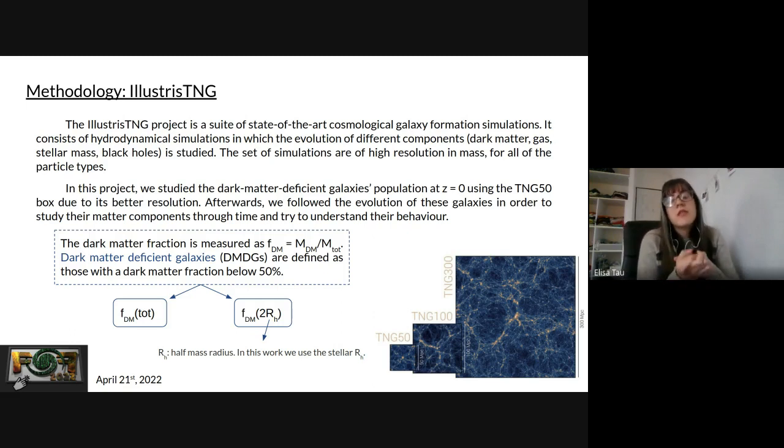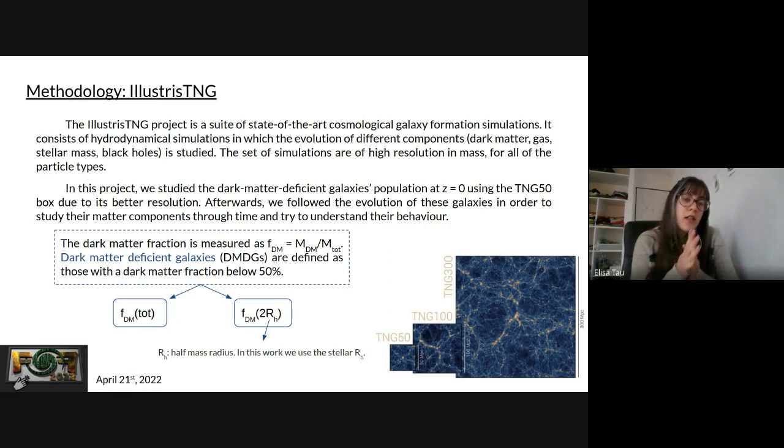So we used the TNG 50 in this work because it's the one that has the better resolution. And we decided to study some basic characteristics of the dark matter-deficient galaxies at redshift 0. And afterwards, we tried to find out about a possible formation channel for these galaxies.